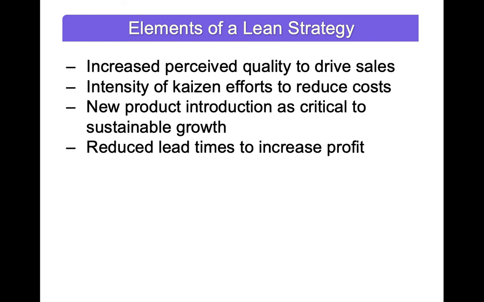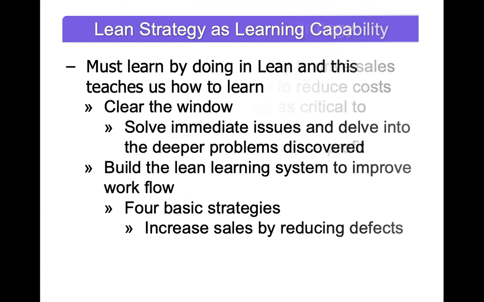Once you get started and you've established the beginnings of a lean transformation, then you'll see exponential benefits as you continue to implement the same processes over and over again. So lean strategy is learning capability. You've got to learn by doing in lean, and this teaches us how to learn.